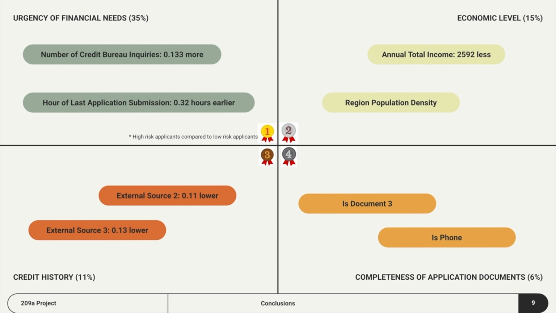In summary, frequent credit inquiries and early applications signal financial urgency, while lower income and credit scores highlight economic and credit risks. Focusing on the top features, number of credit bureau inquiries and hour of last application submission, alongside external credit data and document completeness, can optimize risk evaluation and reduce uncertainty.